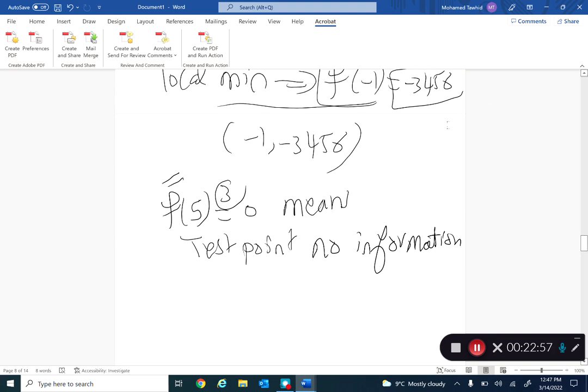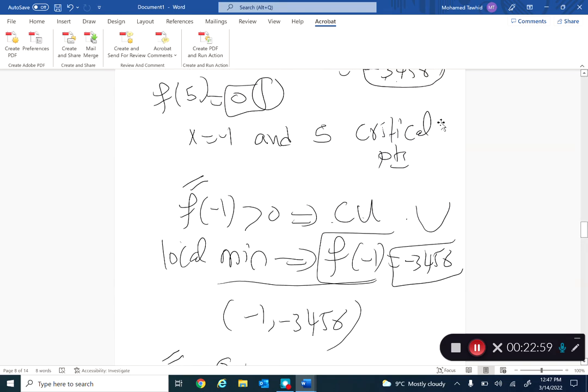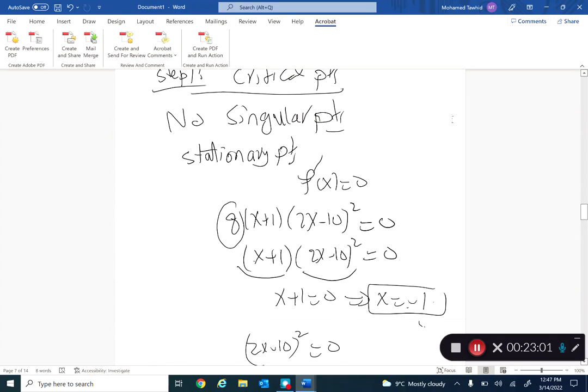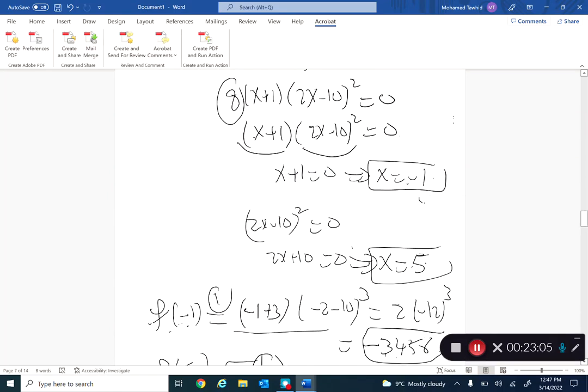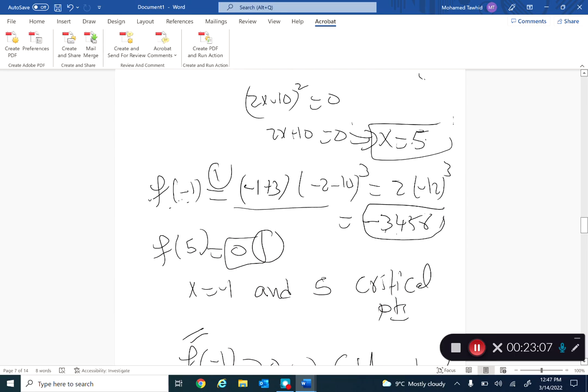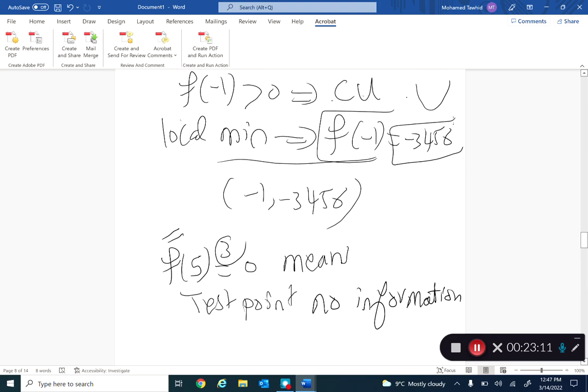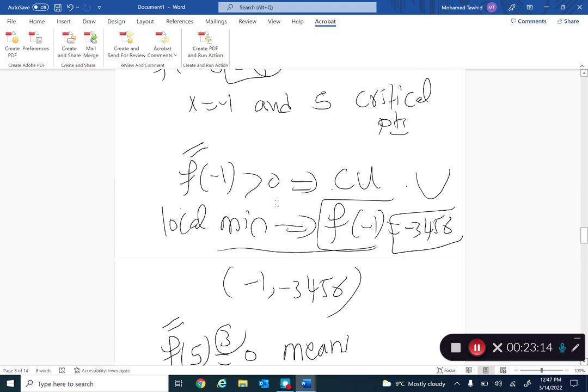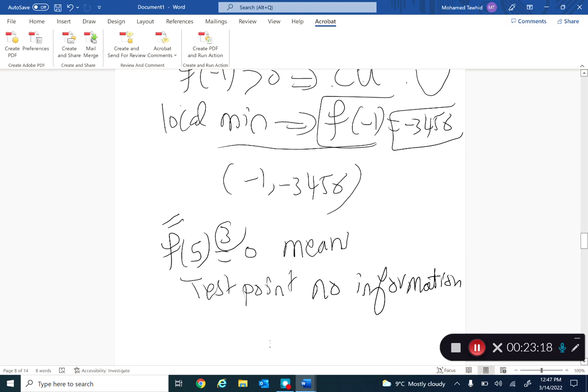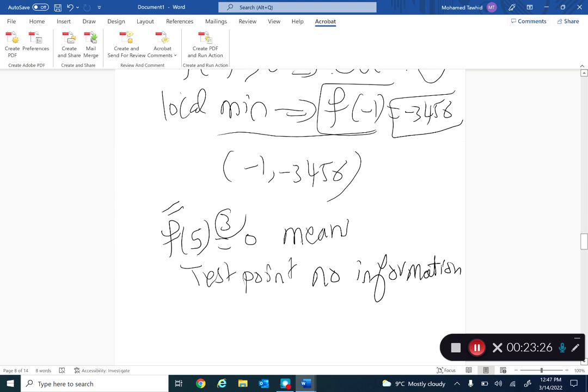Okay, guys. So let me summarize what I did. I found the critical points, stationary points. Then I got 2 points, -1 and 5. Then I have to get the value of the second derivative at -1. If it's positive, then the graph is concave up and we have a local min. If it's negative, then the graph is concave down and you have a local max. Here at 5, the second derivative is 0, which means I don't have any information.